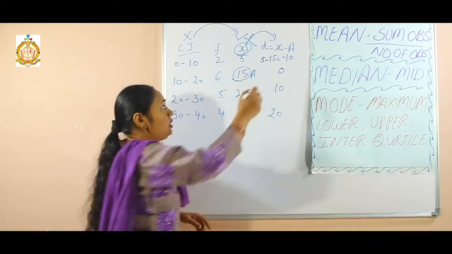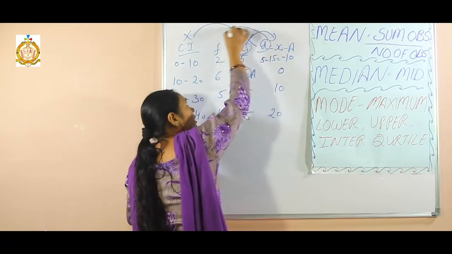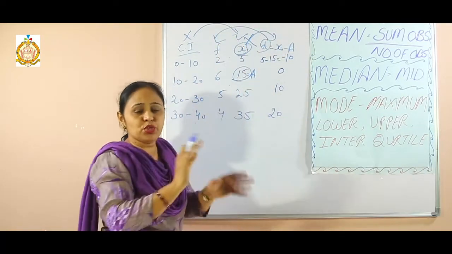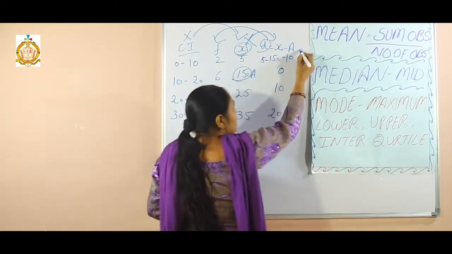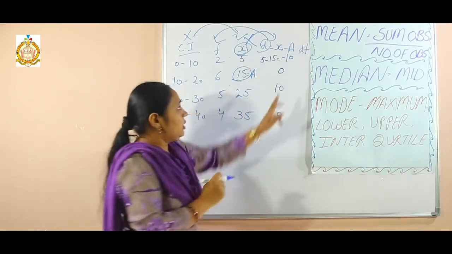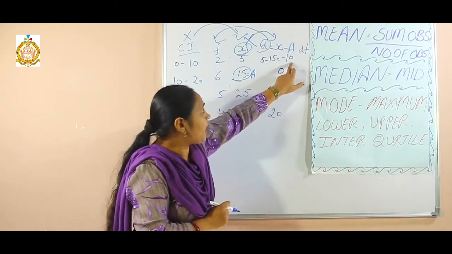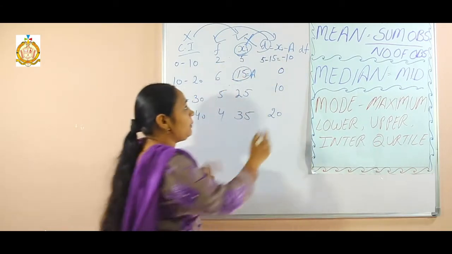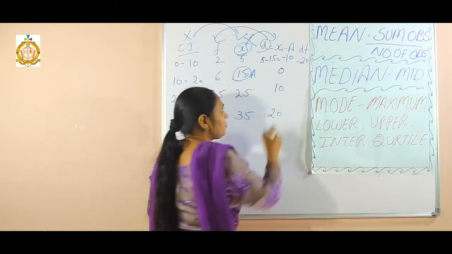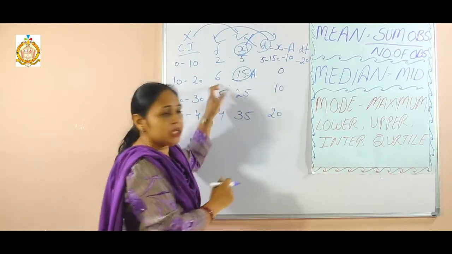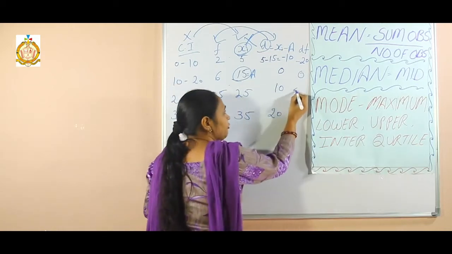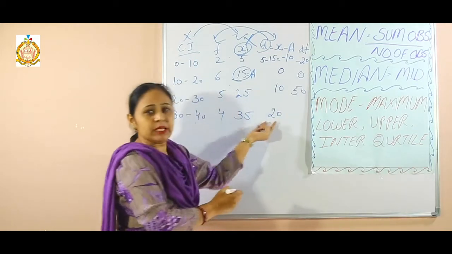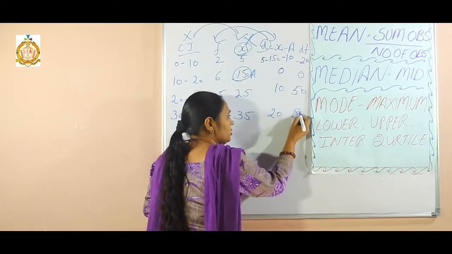Now what to do? This D will be multiplied with F. F will be used only for multiplication or summation. Now D will be multiplied by F. There is minus 10. Minus 10 multiplied with 2 becomes minus 20. 0 multiplied by 6 becomes 0. 10 multiplied by 5 becomes 50. Then 20 multiplied by 4 becomes 80.